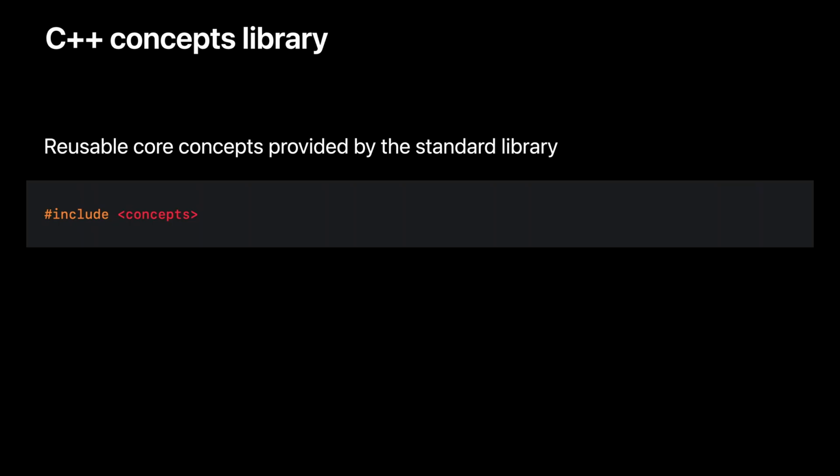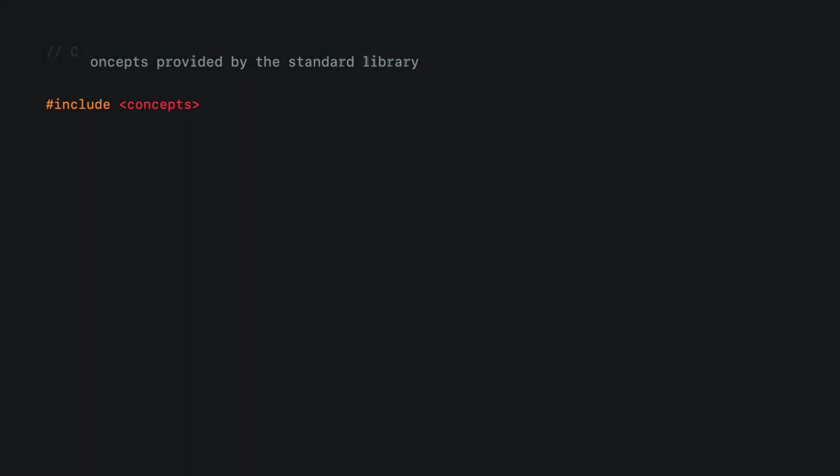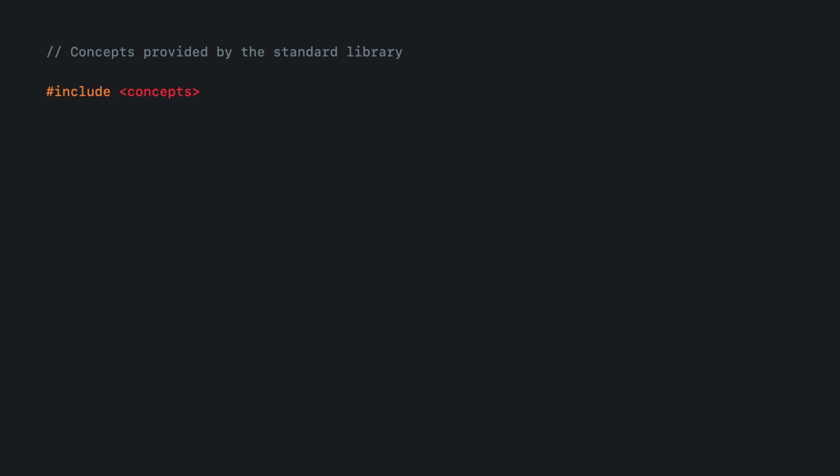Let's take a closer look at how concepts can be used and which core concepts are provided by the C++ standard library. The C++ standard library provides a concepts library. It implements a set of core language concepts that you can use to validate the core behavior of a type. You can access this library by including the concepts header in your code. I've already shown how I can use the integral concept in my earlier example. Now, let's take a look at the other concepts provided by this library.